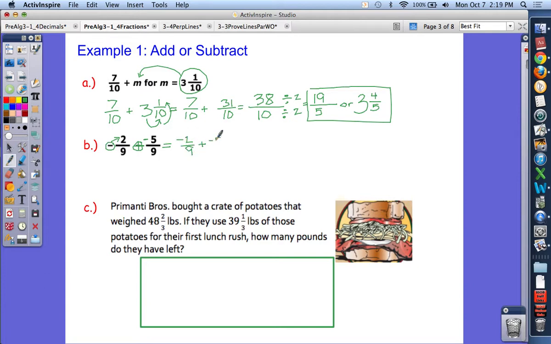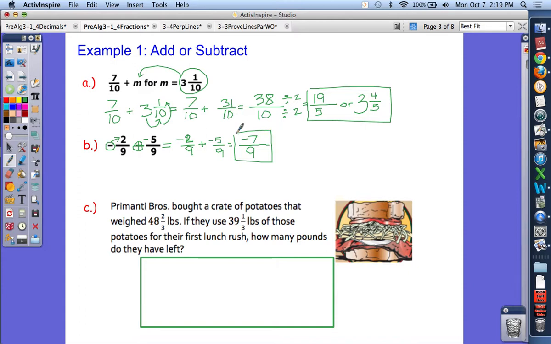plus negative 5 ninths. Add the numerators. What's negative 2 and negative 5? Negative 2 and negative 5 is going to give you negative 7. Keep the denominator. Negative 7 ninths. Can you reduce it? Nope, that's as far as you can take it.